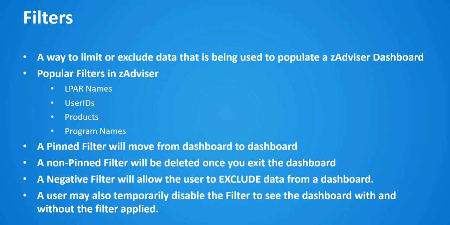A negative filter allows the user to exclude data from the dashboard. So if you have a particular filter set on an LPAR name, such as CW01, if you make that a negative filter, it will show all the data but data from CW01.